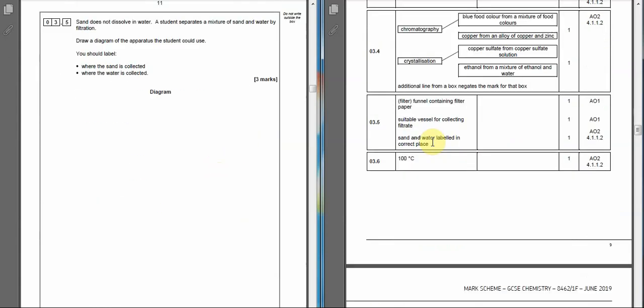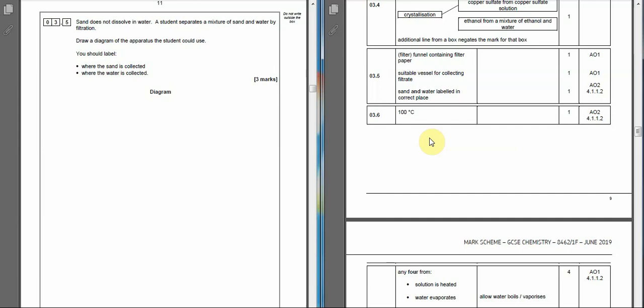For 3.5, again, some people struggled on this one because you had to draw the diagram. Ideally, you draw it in the right sort of scientific 2D style. But if you got it drawn and labelled, you still got the marks. So you need a container on the bottom. A beaker or a conical flask is a really good idea. You also needed a filter funnel and a filter paper labelled.